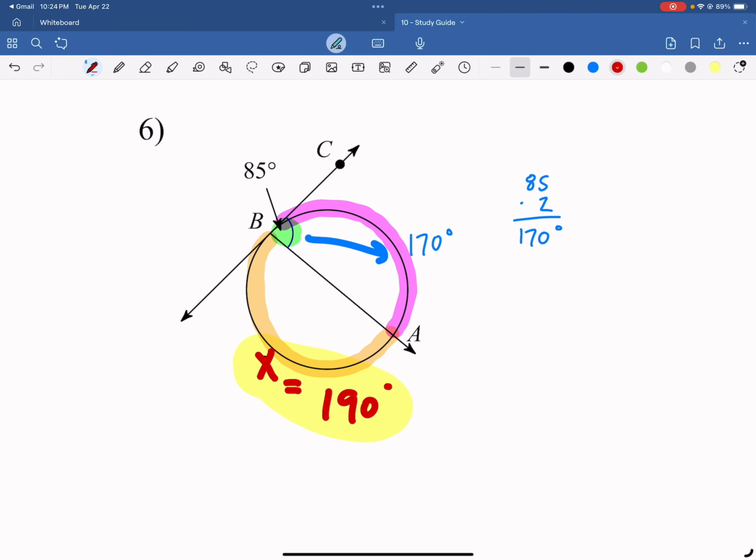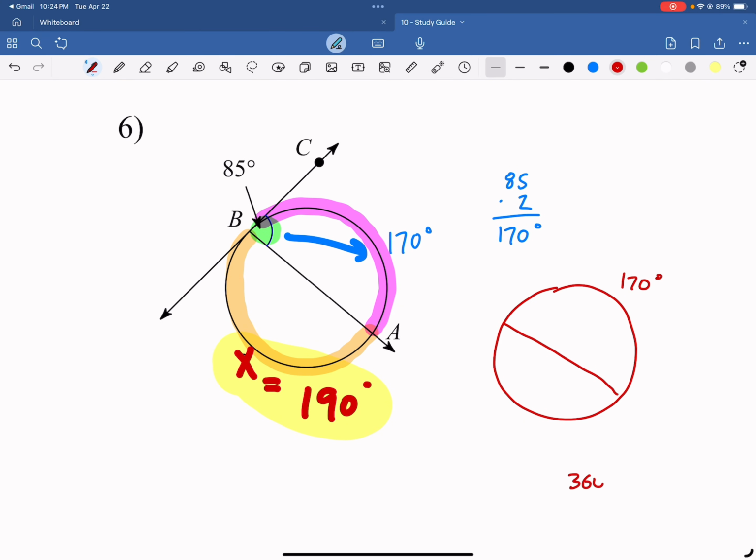And again, if you can't visualize it, maybe just draw it on the side. You have a circle. It's cut like this. If this top part is 170, well, 360. Oh my gosh, that's ugly. 360. That's going to be 190, right? That has to be the case for both of those.